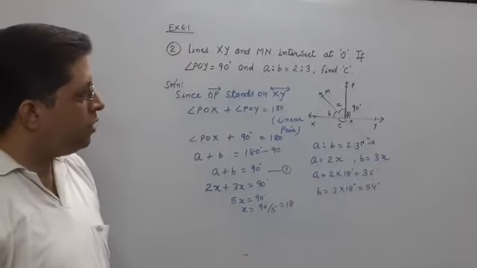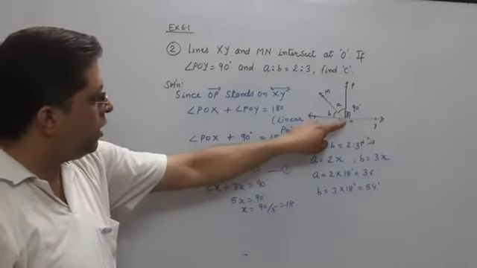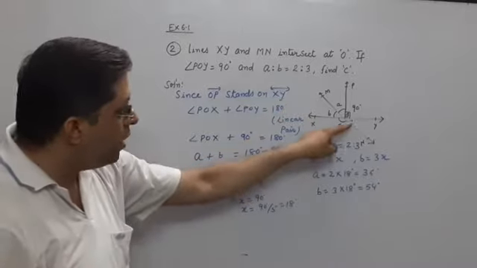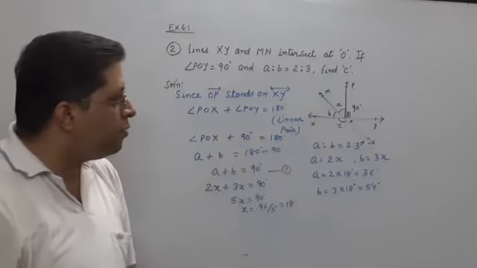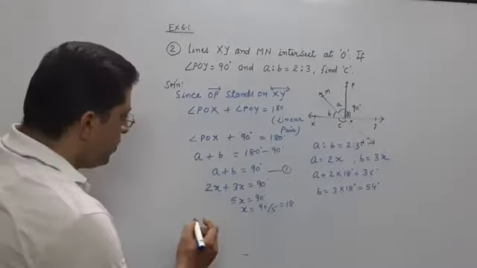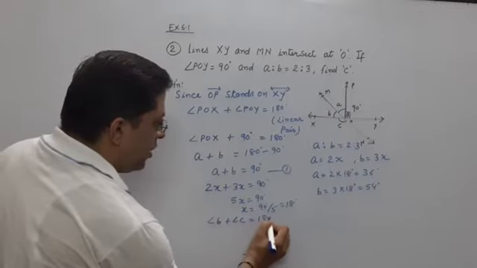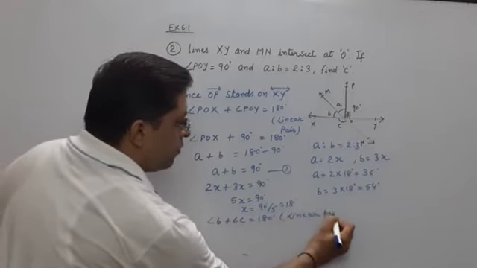Okay, then you see this line MN and this line OX. Carefully you see, this is MN and this is OX. OX is standing on MN. It means this is a linear pair. Angle B plus angle C will be 180 degrees due to linear pair.